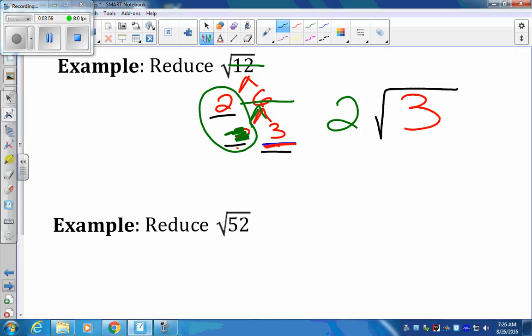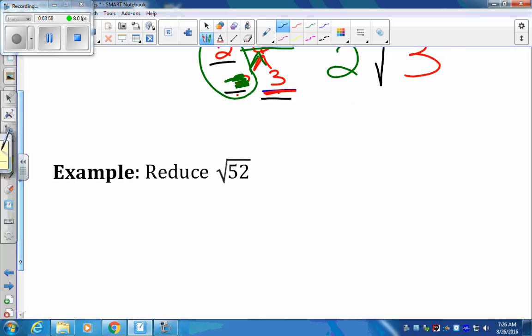All right, let's take a look at my next example, the square root of 52. So once again, I'm going to start by dividing by 2. If I divide something by 2 and it doesn't give me a whole number, then try your next prime number, 3, and 5, and keep going up. This does, I get 2 and 26. Okay, 2 is prime, so that's done.